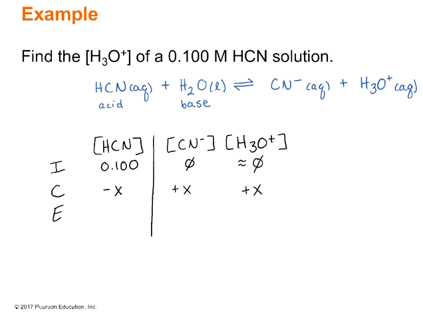Now for equilibrium, we're just going to add together the first two rows for each column. So for HCN, the equilibrium concentration would equal 0.1 minus X. For cyanide, it's just X, and for the hydronium ions, it's also just X.